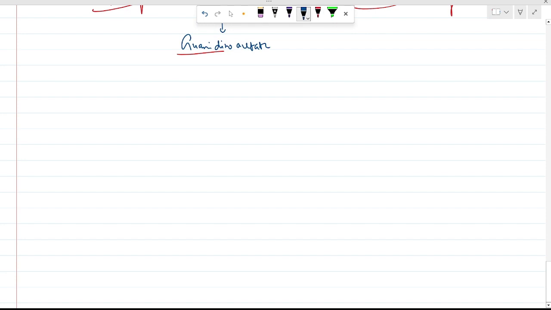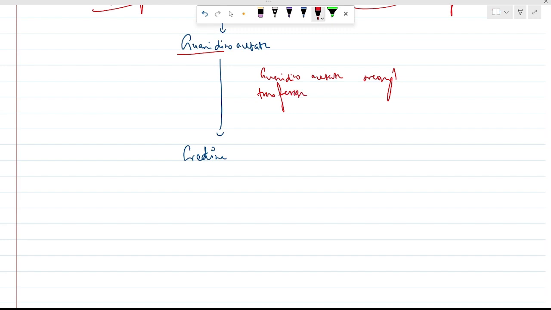Now, this guanidinoacetate is further converted to creatine. Creatine, okay, not creatinine, creatine, through this enzyme guanidinoacetate methyl transferase. This takes place in the liver.